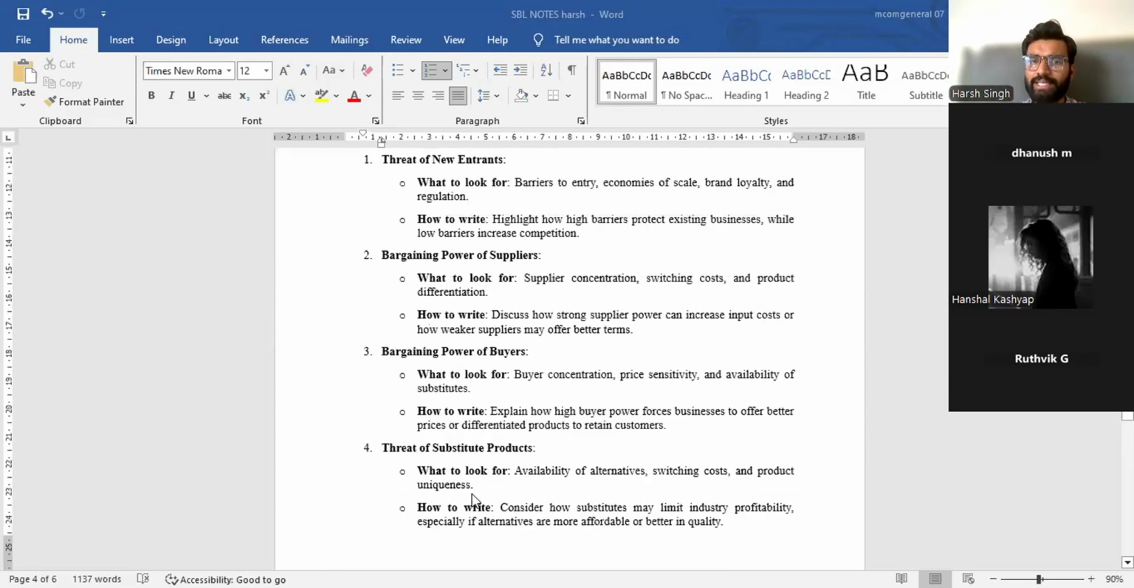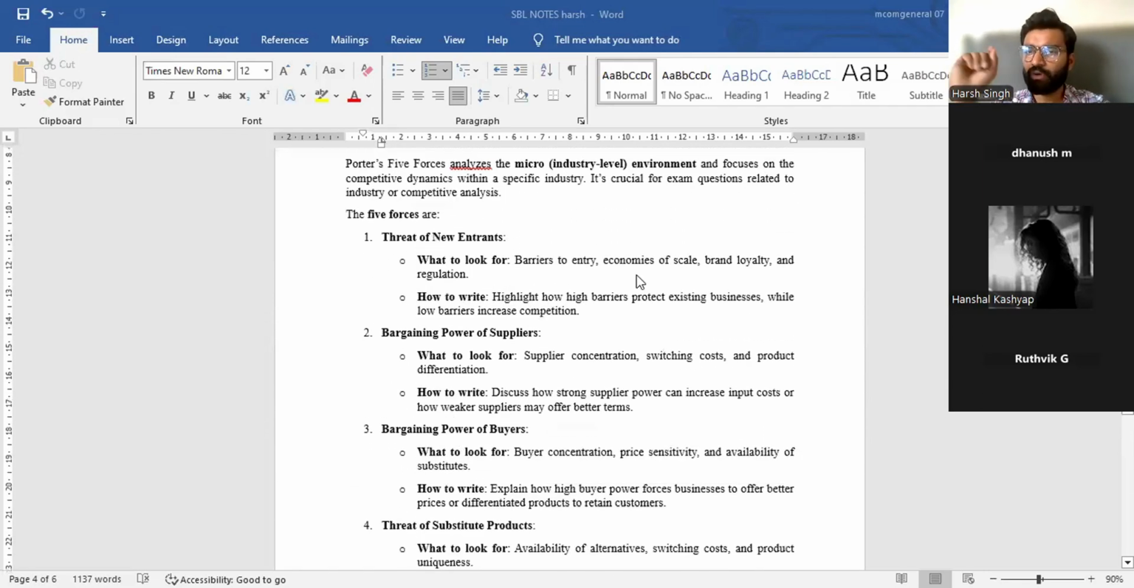Now, the very first thing, that is the threat of new entrants. What you have to look at when you are talking about the threat of new entrants is the barriers. Let's say if I talk about nuclear energy or the railways in India, entry to the railways is very difficult. Correct. Entry to the nuclear is very difficult. But entry to, let's say, a wood manufacturing industry is very simple. Talk about the barriers to entry.